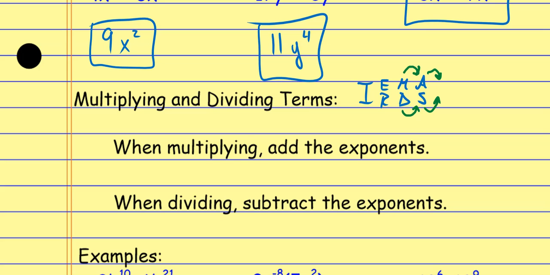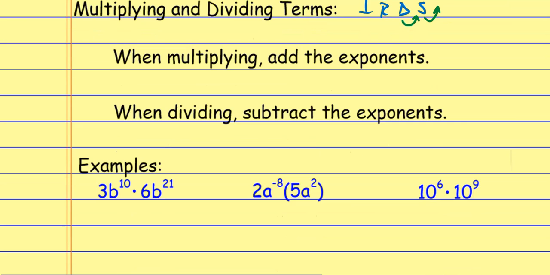And again, this is just a nice, easy way to remember it. All right, when I add or subtract, the exponents are doing nothing. When I multiply and divide, the exponents are adding and subtracting. Okay, it's one step back in terms of order of operations. So when I multiply, I add the exponents. When I divide, I subtract the exponents.